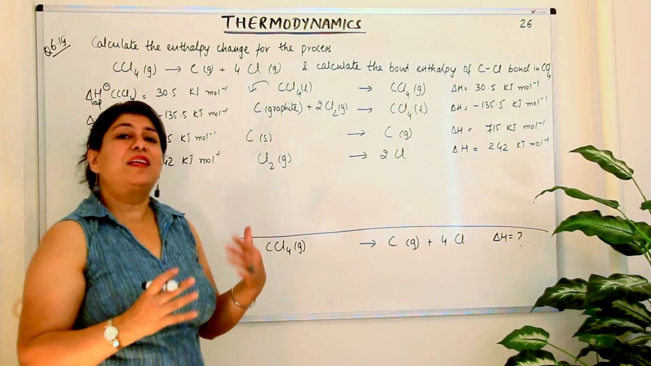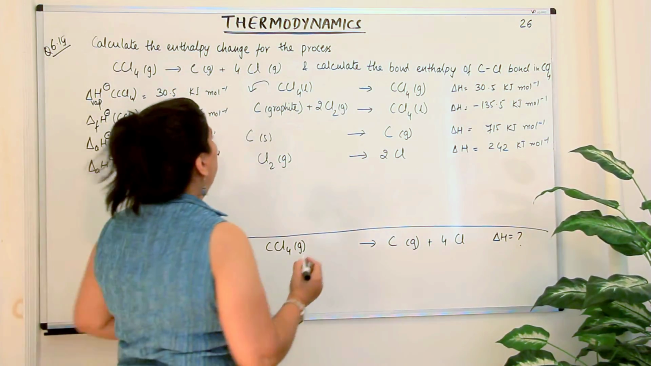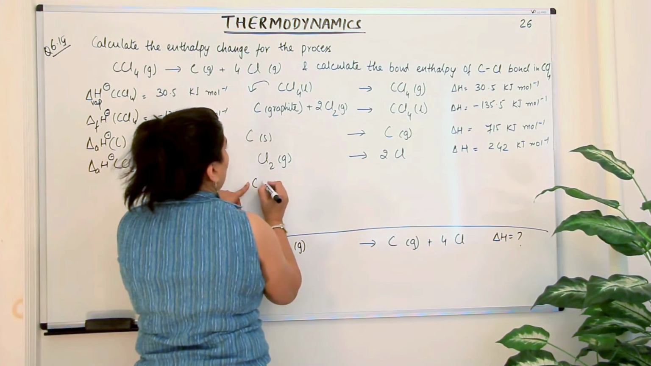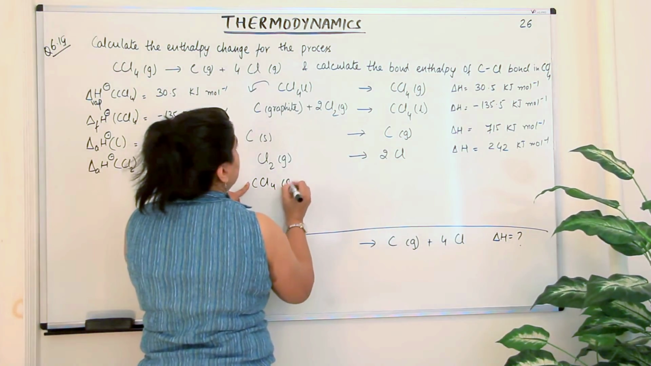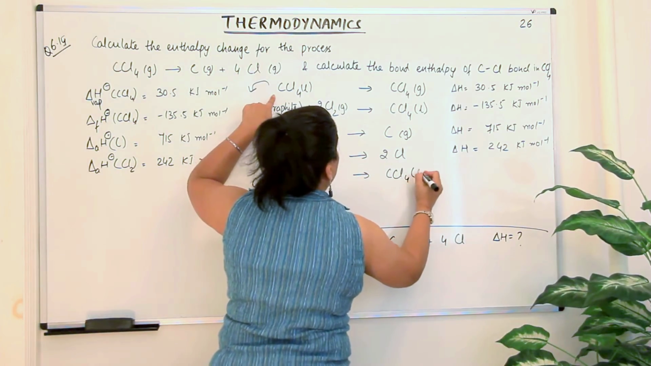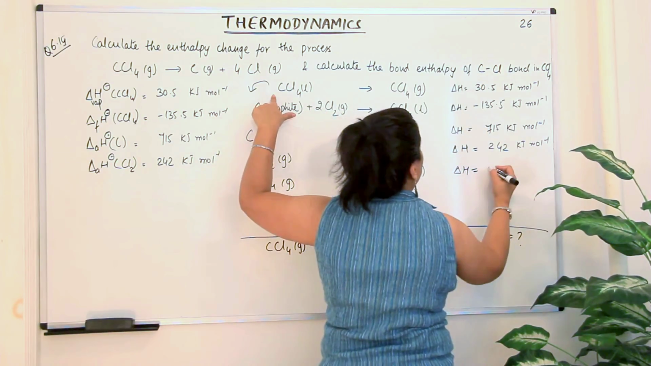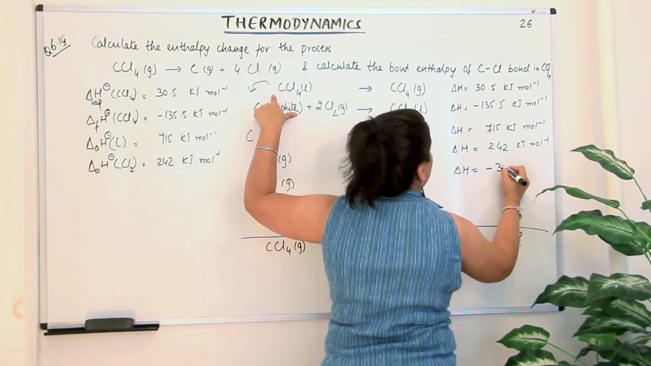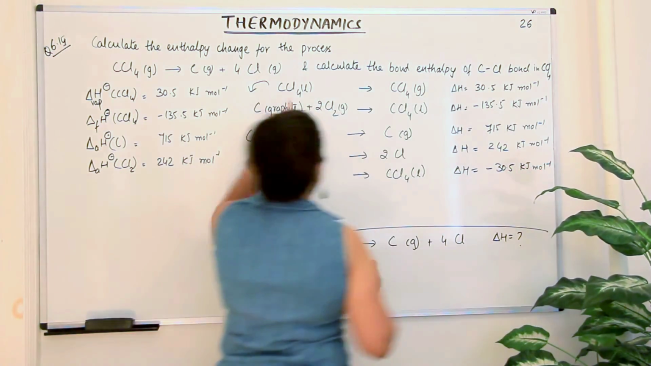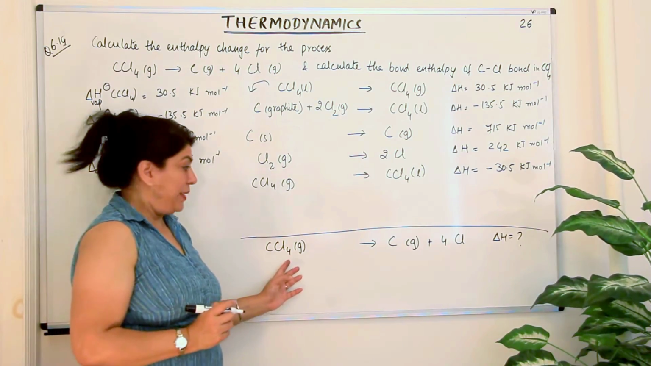Flipping the reaction is nothing but subtracting the reaction when we are using Hess's law. But here, let me flip it. When I flip it and I write down this equation, I'll get CCl4 gas giving me CCl4 liquid. And when I flip the reaction, the sign of the enthalpy changes. It becomes minus 30.5 kilojoules per mole, right? So I have now got CCl4 gas in the reactants, which was my intention.